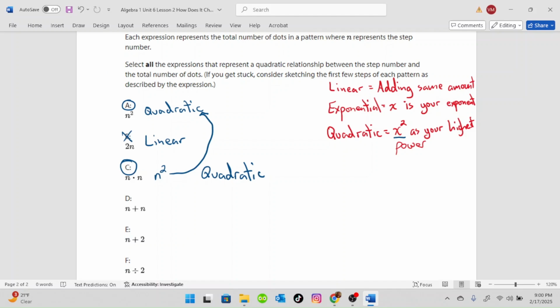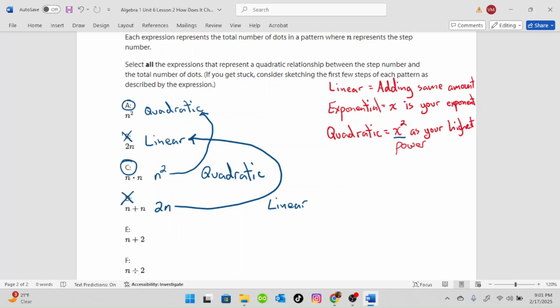D has n plus n. So if we tried to do this, what we actually have is 2 times n. We have n twice. And this actually matches what we had on B, so that means this is linear, so D is wrong.